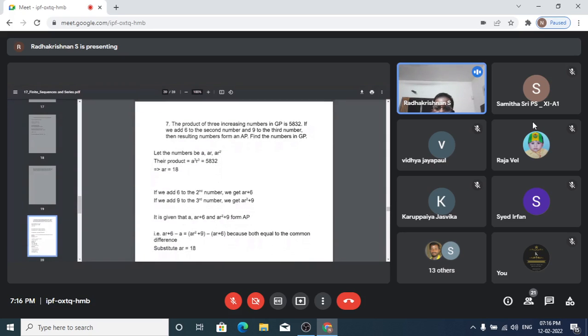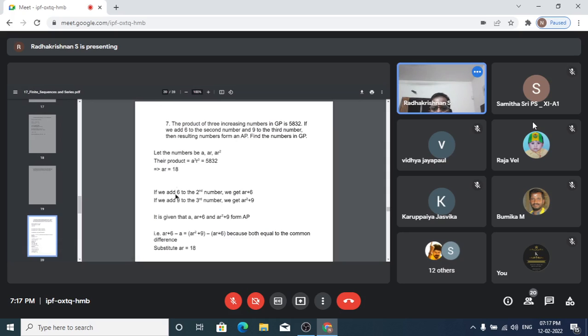It is given that three numbers are in GP, right? So we can take them as A, AR and AR square. The three increasing numbers in GP: A, AR and AR square. So what will their product be? A cube R cube. A into AR into A square will be A cube R cube. This is given as 5832, the product of the three numbers. From that we found AR equal to 18. Cube root of 5832 is 18. So AR equal to 18.